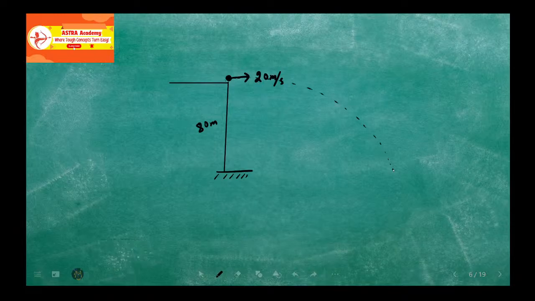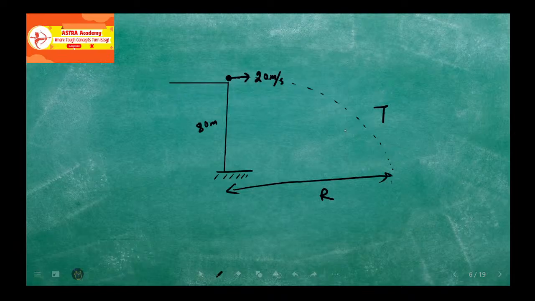Suppose there is a building whose height is 80 meters and a ball whose velocity is 20 meters per second is shot from its edge. Tell me the range and time of flight. Sir, why are you not asking maximum height in this case?